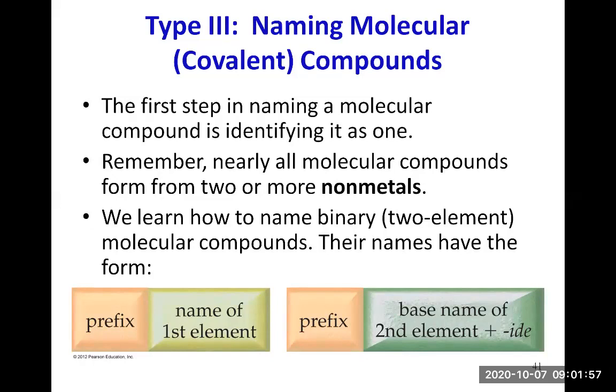So the names will have the form of first a prefix in front of the name of the first element, and then a prefix in front of the name of the second element with the ending "ide". The first element is named just like it is in the periodic table, with a prefix in front to tell the number of atoms of that first element. And then the second element will have the ending in "ide", just like in ionic compounds. But in addition to that, we need a prefix in front to tell how many of that second element there is in the formula.